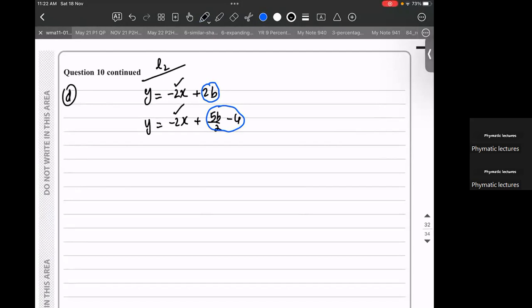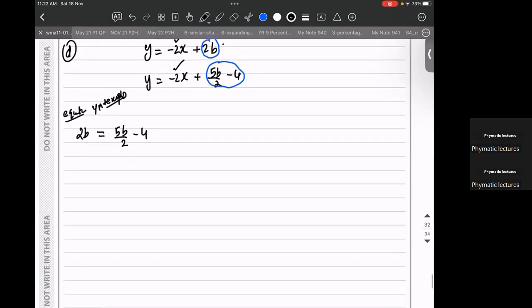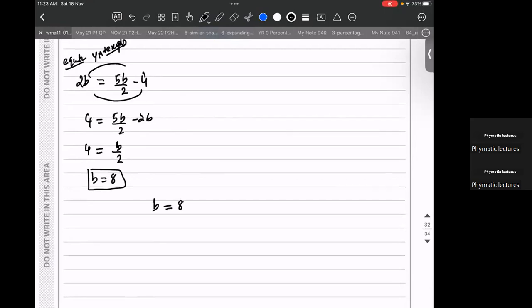See, if you're comparing, both have the same gradient. So here the y-intercepts in both the equations are different. But we know that for a single line, we have only one particular y-intercept and one particular gradient. So we can equate both to find the value of b. Both the equations represent the same thing, so we can equate the y-intercepts. So 2b we can equate to 5b by 2 minus 4. Then you just rearrange it. So 4 is equal to 5b by 2 minus 2b. So 4 is equal to b by 2. Therefore, b is equal to 8. So the value of b we obtained as 8.